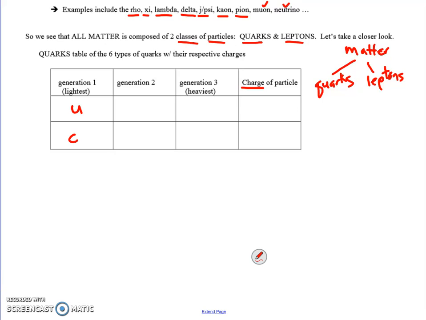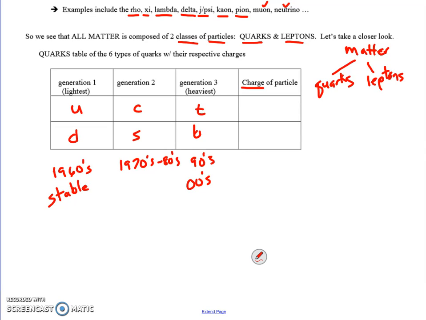There is the up quark and the down quark. They were found first, early in the 1960s, if you're wondering. Very important that they're the lightest, and because they're the lightest, they're fairly stable, meaning they will last quite a long time. They won't decay into something else. Generation 2 quarks were found in the 1970s and the 80s. You don't have to know this, I'm just giving you a little background. They're called the charm and the strange quark. The generation 3, which are by far and away the heaviest, were found in the 1990s, maybe the aughts. Okay, that's called the top and the bottom. So we're going from lightest to heaviest.